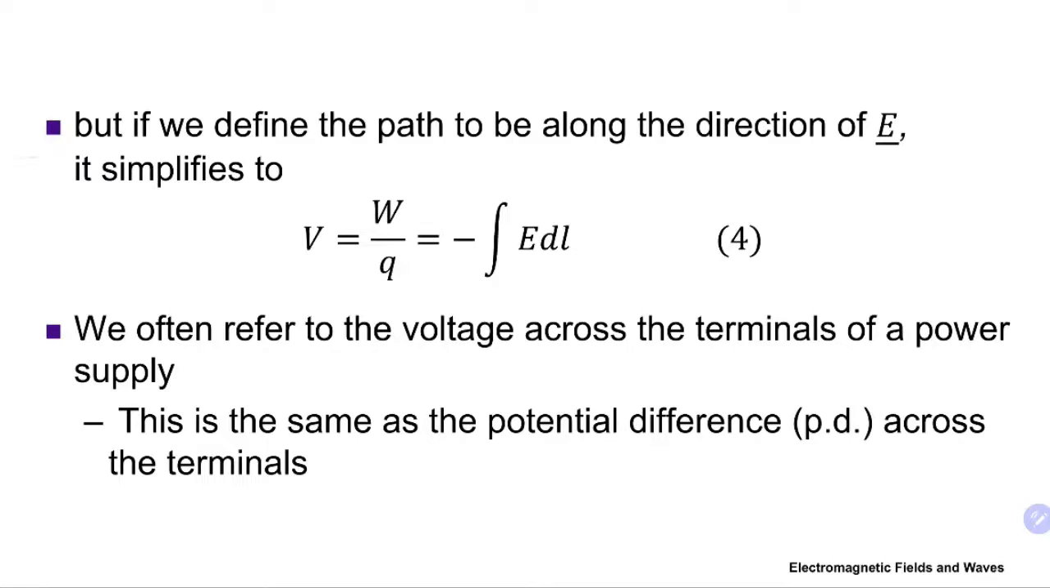So we often refer to voltage across the terminals of a power supply. This is the same as the potential difference across the terminals. Okay, so we said that we use a 12 volt supply, for example. That is the potential difference between the plus and negative terminal of the supply, which is the potential difference. I'm sure you know that.